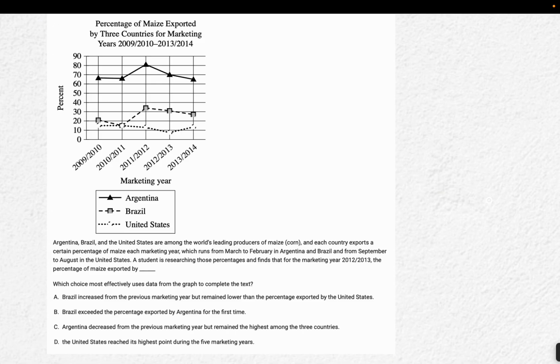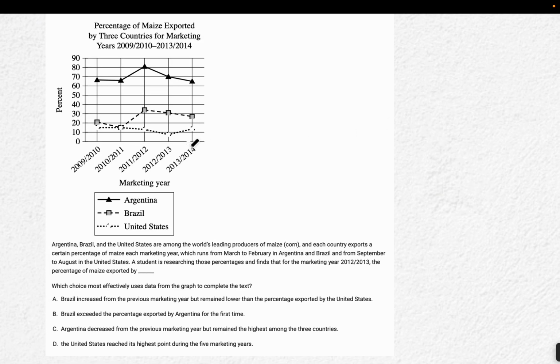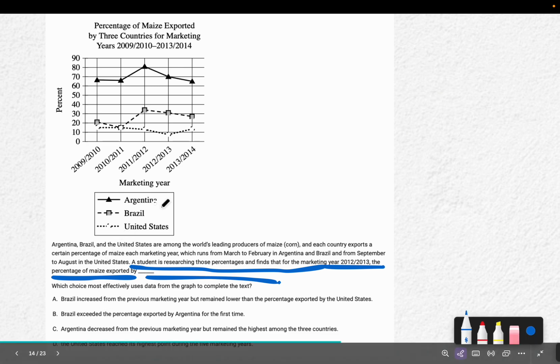Okay, guys, the timer is done, and for this question, as you might have solved it that way, first of all, the answer choice is C. C is the correct answer choice. So what makes C the answer choice? This last sentence of the context of the information is that a student is researching those percentages and finds that for the marketing year 2012-2013, the percentage of maize exported by blank. The country is not given.